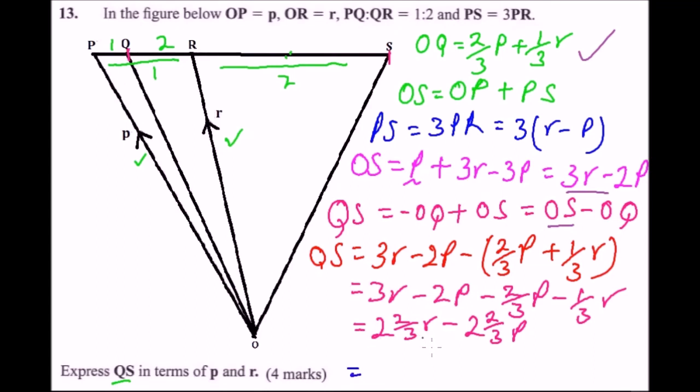In vectors it is preferable. So we say it is 3 times 2, that is 6, plus 2, it is 8 over 3 R minus, this would still give us the same, 8 over 3 P, and that is how you express our QS in terms of R and P, or P and R, and there you are.